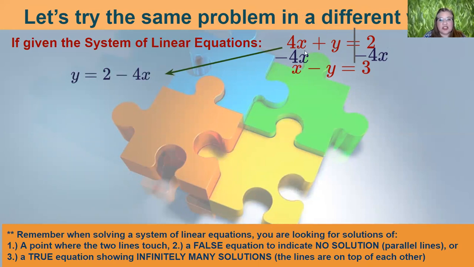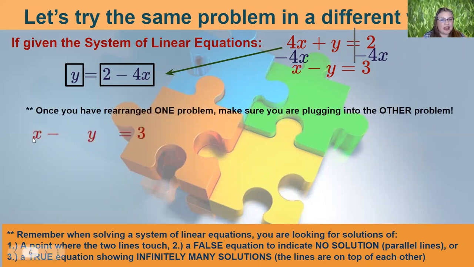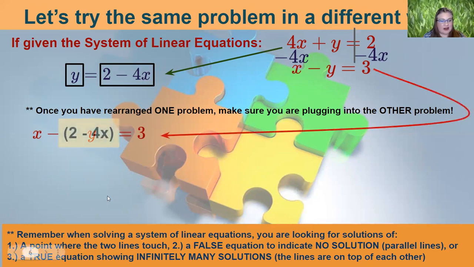Okay, now we rearranged the first equation, so now we need to pop it in to the second equation. So we have y equals 2 minus 4x. Anywhere I see y, I can put 2 minus 4x in its place. So let's do that. Here's x minus y equals 3, and here's my y. 2 minus 4x right there, okay? And remember, this came from here. I just used this equation.